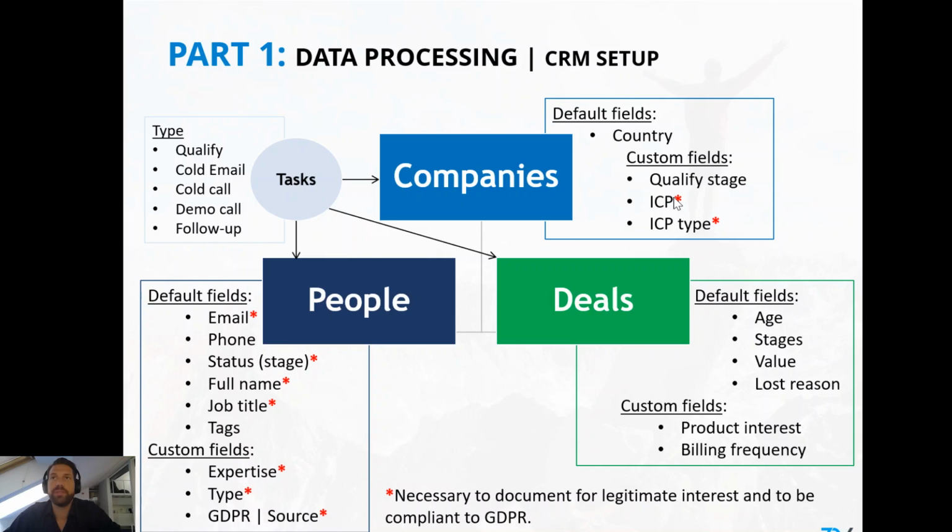So we have the ICP and ICP type as custom fields here. Then we have the email, the stage, the full name, the job title, the expertise and type, and GDPR source that are here. These are default fields. These are fields within our process that will actually be used a bit later as well as a documentation of the legitimate interest. And this is a new field that is dedicated specifically to GDPR.